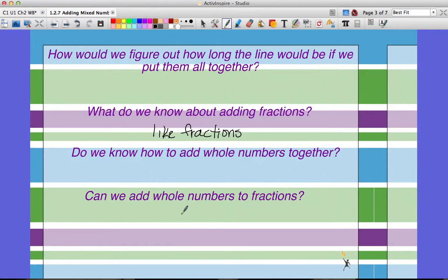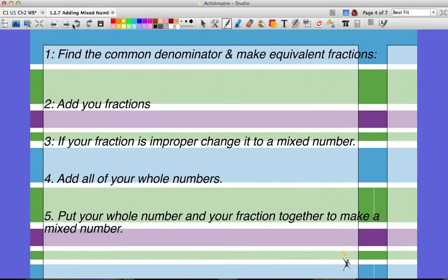Can I do 3 plus 3/4? In this case, no, I'm not going to take 3 plus 3/4 and get 6/4. That is incorrect. When I have 3 plus 3/4, I end up actually just putting them together to make a mixed number. So knowing that, we're going to go over the steps for adding mixed numbers.